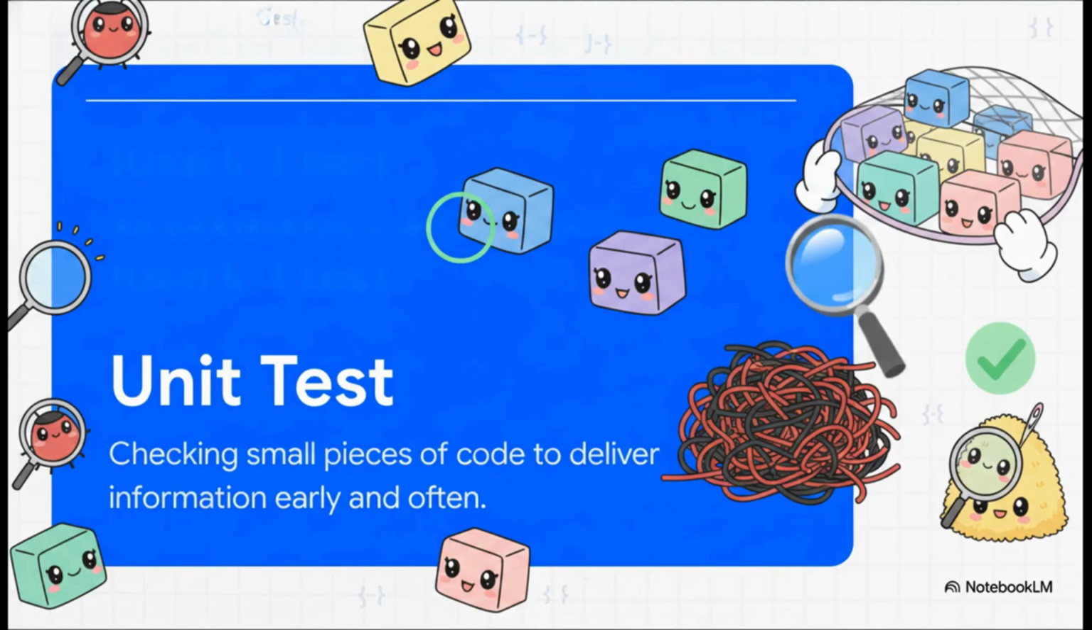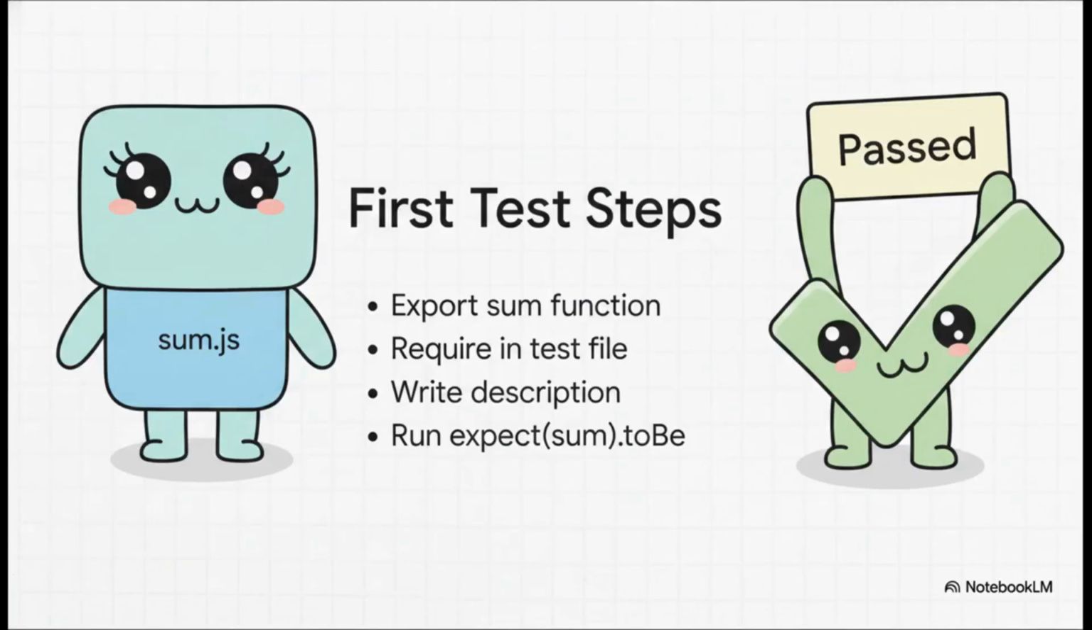The goal here is to deliver information early and often. Trust me, it saves you hours of debugging spaghetti code later down the line because you know exactly what failed and exactly why it failed. Here's how it flows. You export your logic, let's say it's just a simple addition function, and you require it in a dedicated file named sum.test.js.